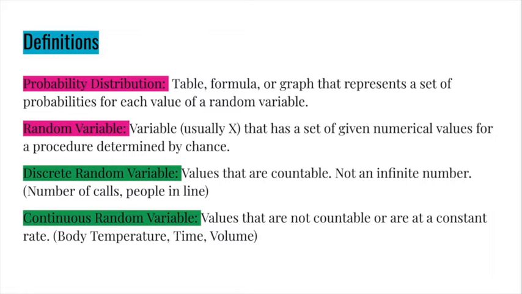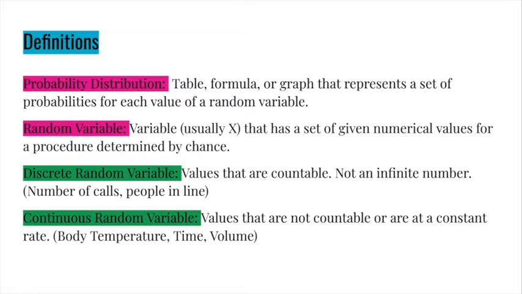What is a probability distribution? Usually it's a table, a formula, or graph that represents a set of probabilities for each value of a random variable. That random variable is usually denoted by x, and it has a set of given numerical values for a procedure which is determined by chance.